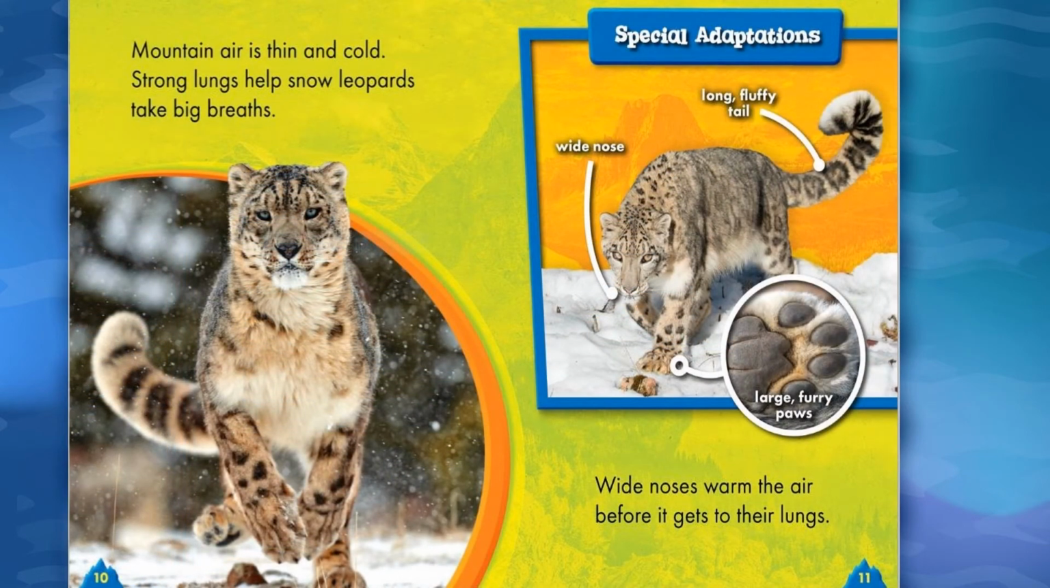Mountain air is thin and cold. Strong lungs help snow leopards take big breaths. Special adaptations. Wide noses warm the air before it gets to their lungs. We have a diagram over here of a snow leopard, and it shows us their body parts. So over here it says wide nose, so it's pointing to the snow leopard's nose. And then it says large furry paws, so here's their paws, and they zoomed in over here so you can actually see the bottom of the snow leopard's paw. And then over here is their long fluffy tail.